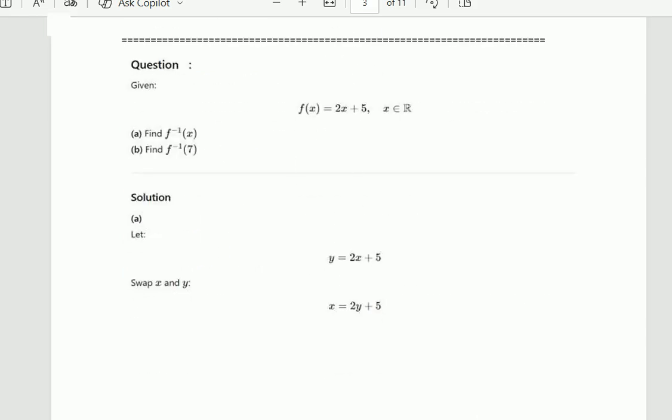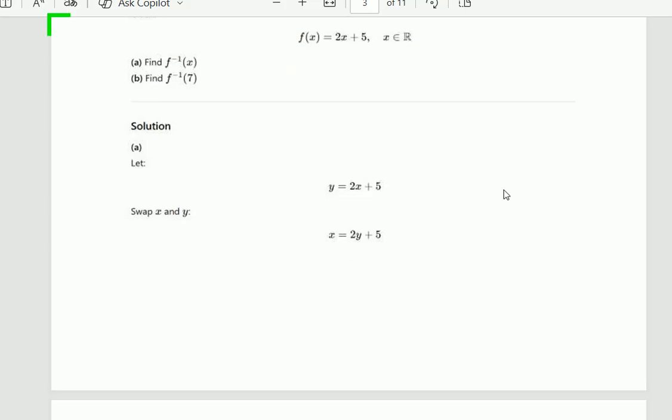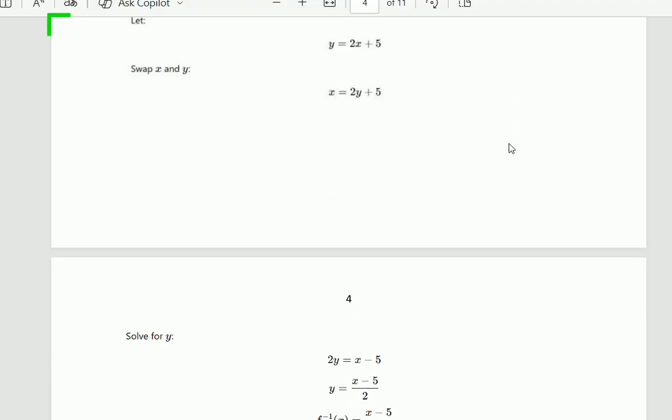Likewise, for the next question, the given function is f of x equals x plus 5, x belongs to the real numbers. We have to find f inverse of x and f inverse of 7. As given, y equals x plus 5. In order to find the inverse, we swap x and y, so we get x equals y plus 5.